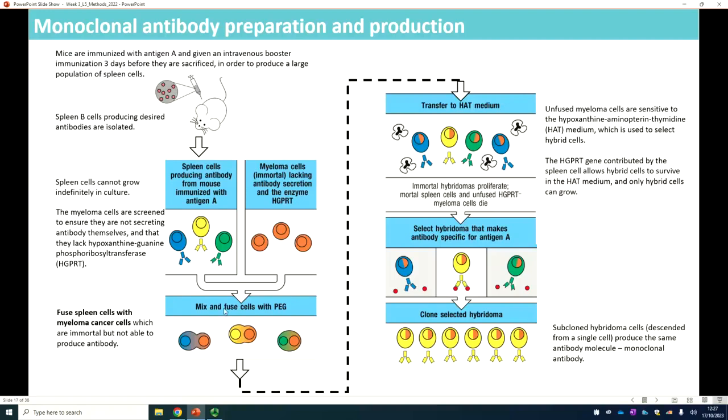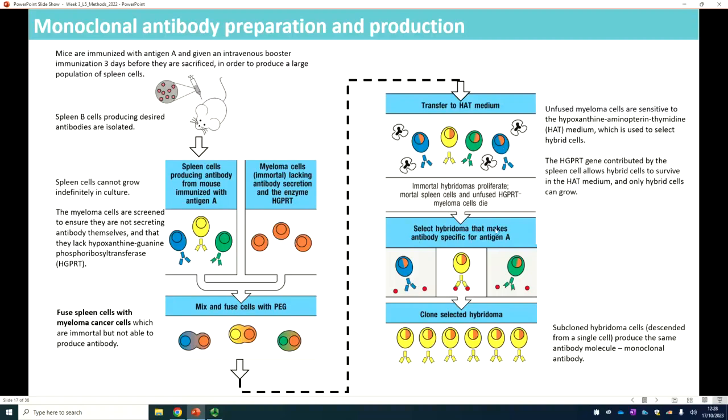And then what we do is we mix the cells together and we fuse them using polyethylene glycol. And so by fusing them, we produce this hybridoma. And then we put the cells into this medium that contains HAT. And any unfused myeloma cells are sensitive to this because we screened the cells over at this stage. So any unfused cells will die, and then we're left with our hybridomas.